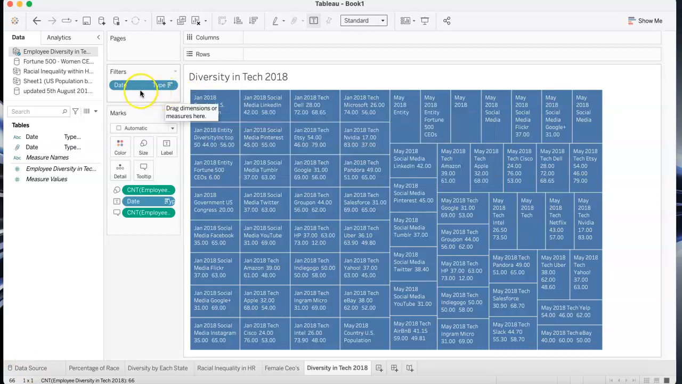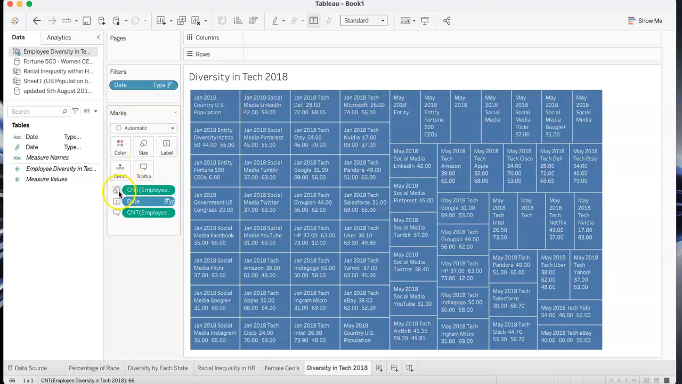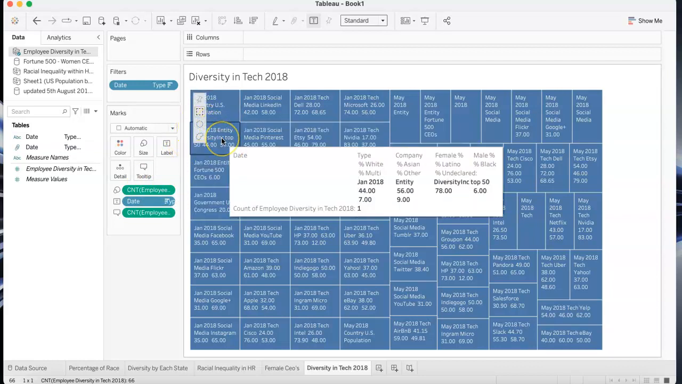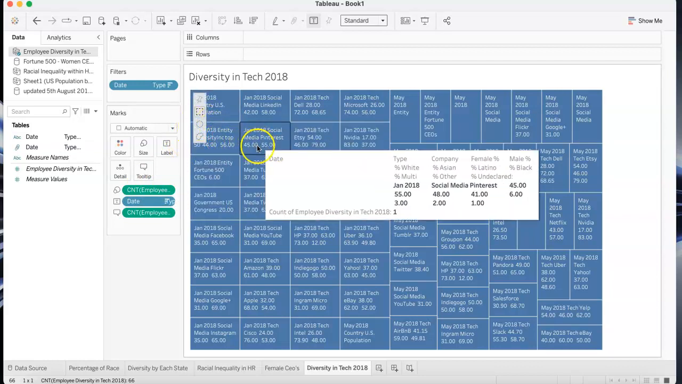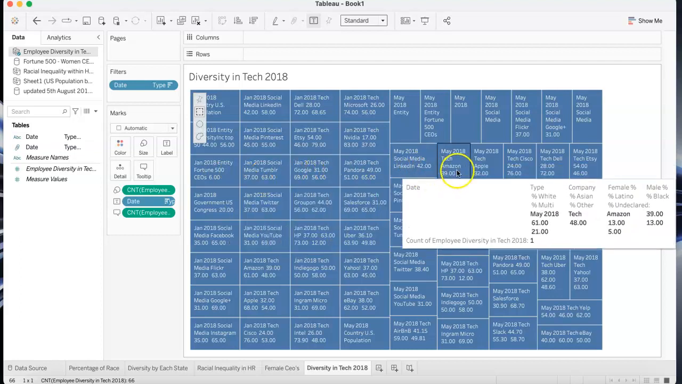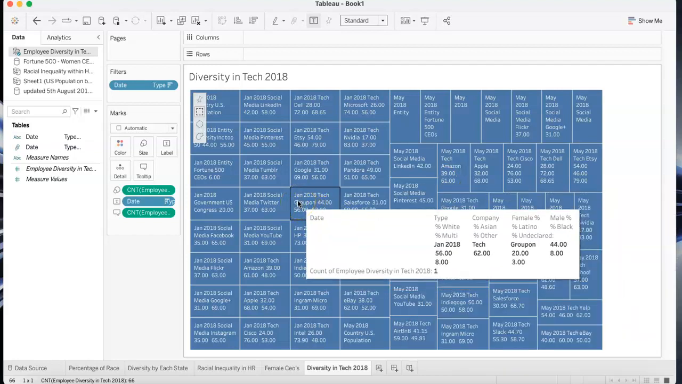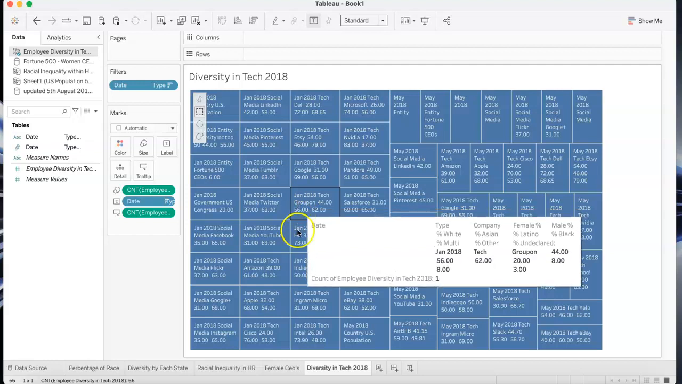In this tree map I created, I broke down and filtered state type from company, percentage of females, males, whites, Asians, Latino, Black, multi-race, other, and undeclared, and I also did it based on the count of employee diversity in tech within 2018. So from companies like Pinterest, Tumblr, Google, Pandora, LinkedIn, Amazon, and so forth, you can see within the data there is about 56 to 62%, 44% within the data.